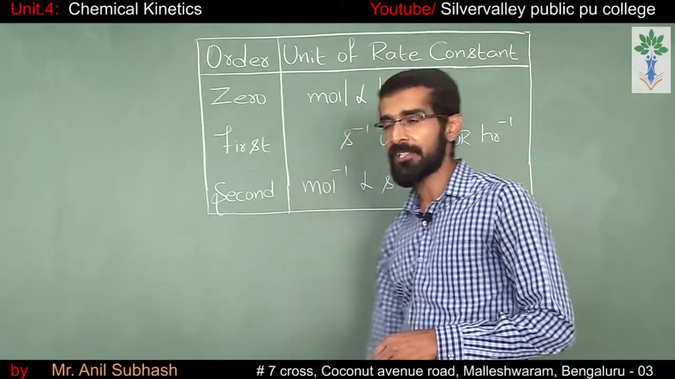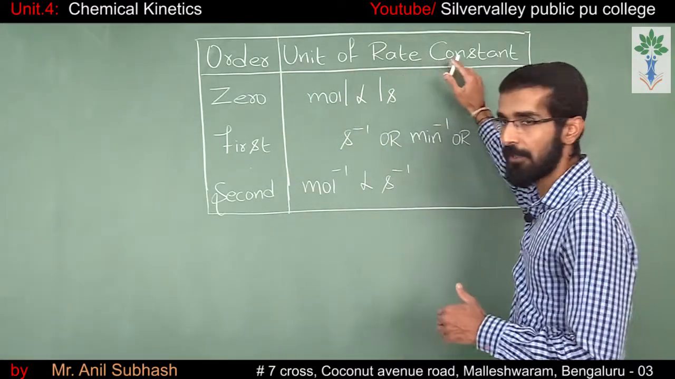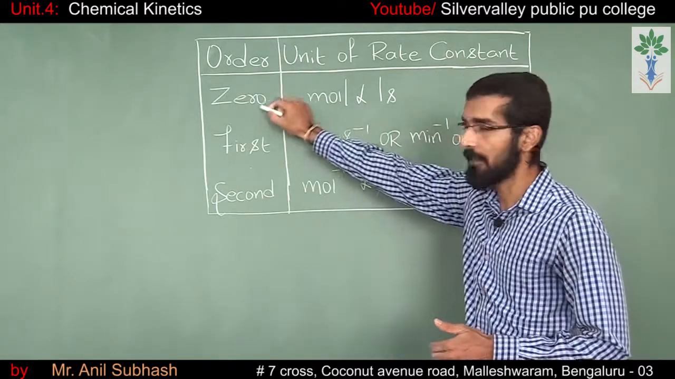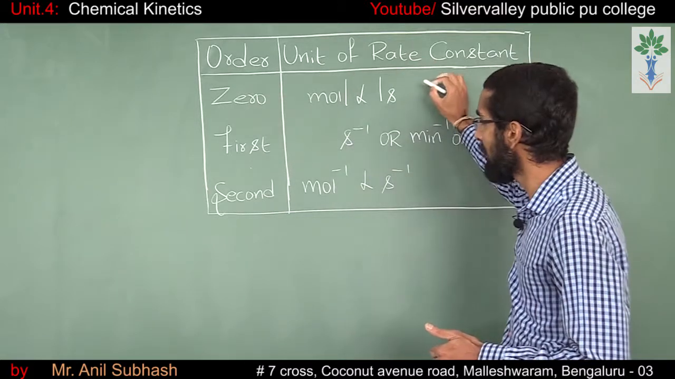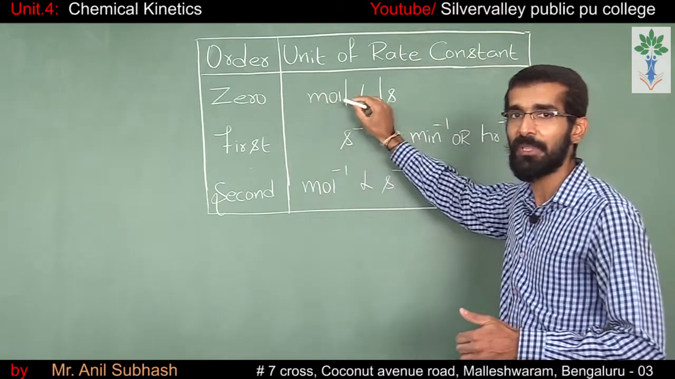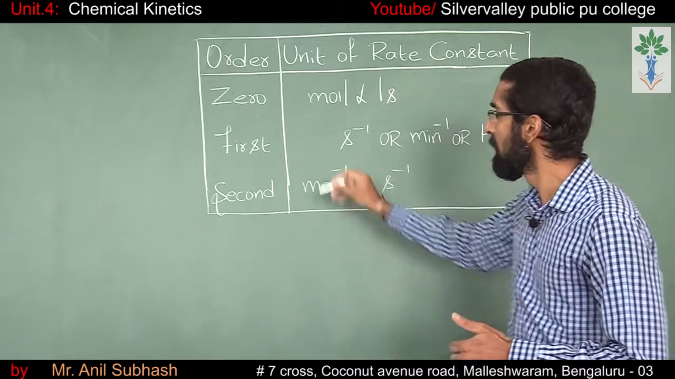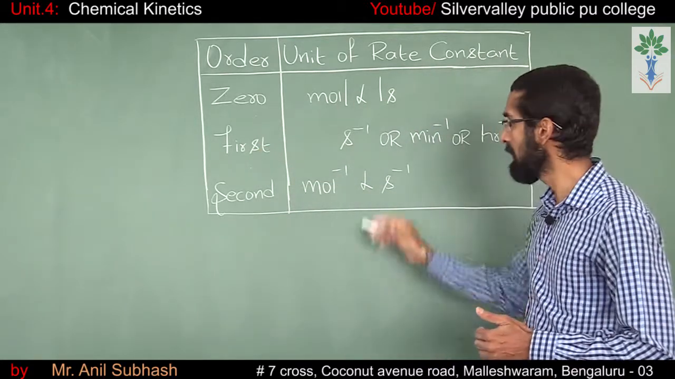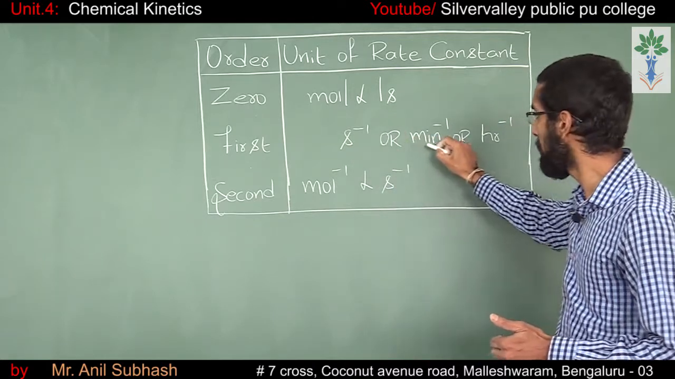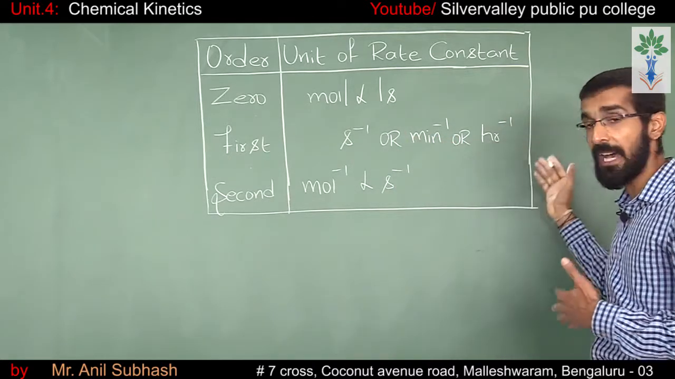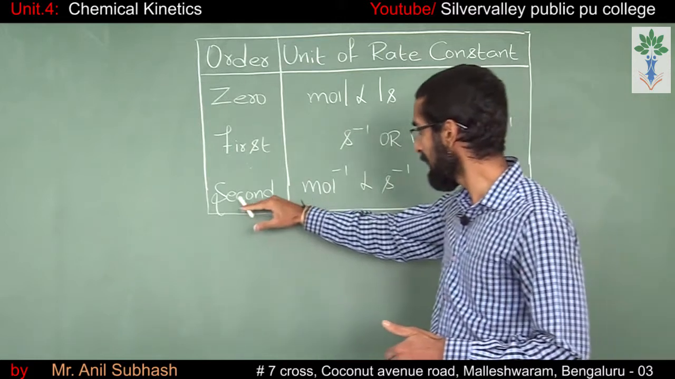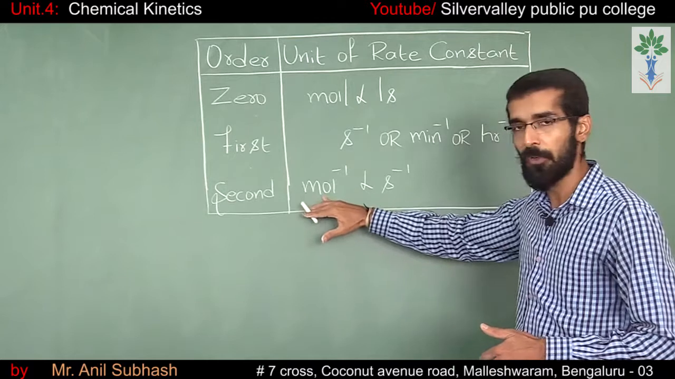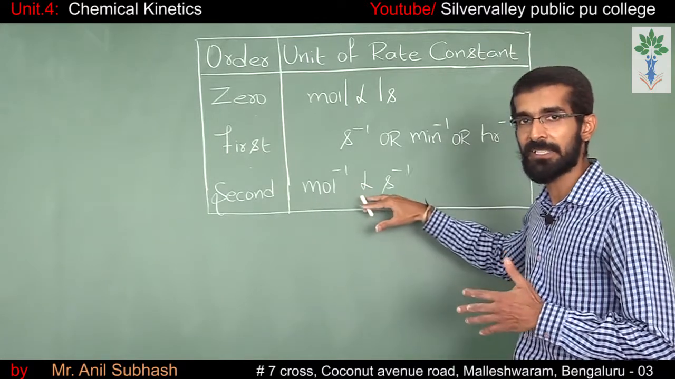Now, we will make a list of the unit of rate constant for different order reactions. For a zero order reaction, the unit of rate constant will be mole per liter per second. For a first order reaction, the unit of rate constant will be per second, or per minute, or per hour. And for a second order reaction, the unit of rate constant will be per mole, liter per second.